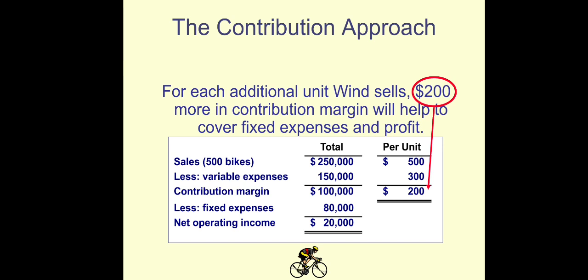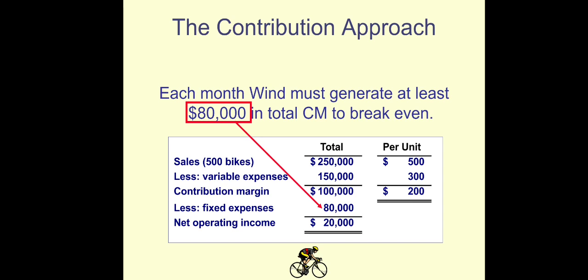Unit contribution margin is 200. The total contribution margin is 100,000. So every time the business sells one bicycle, there will be an increase in contribution margin by $200. This $200 will cover the fixed expenses, and after the fixed expenses are covered, the business will make profit. So that is the thing that you can understand.